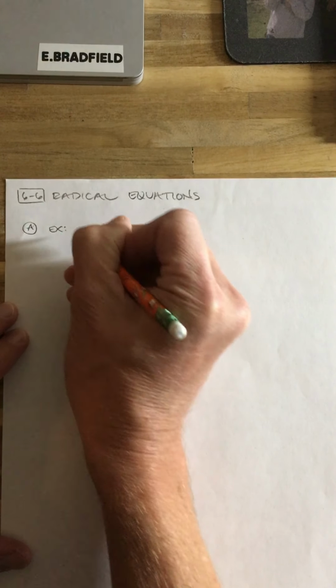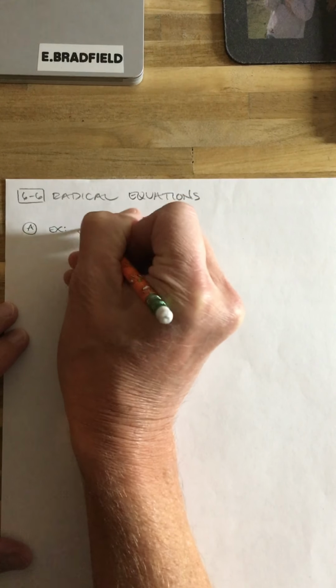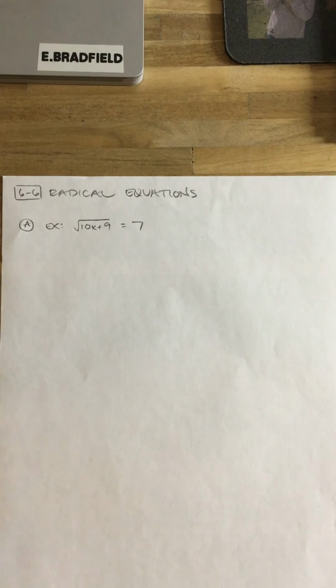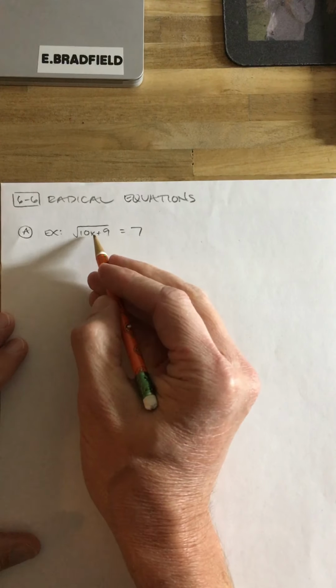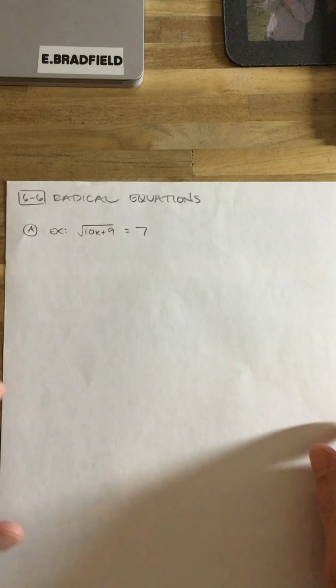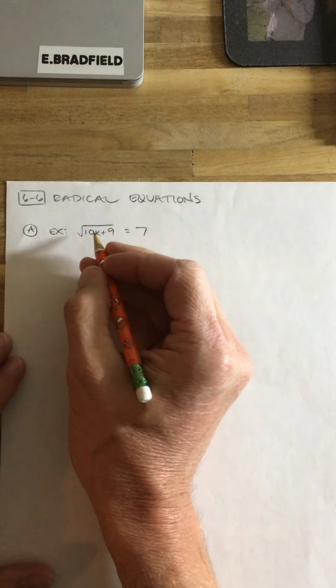Part A, we have the square root of 10x plus 9 equals 7. These are the easy ones, trust me. Remember, x is inside of a square root, so you need to get rid of that square root because you're solving for x. So what trick do you know that gets rid of the square root? Well, you square both sides.